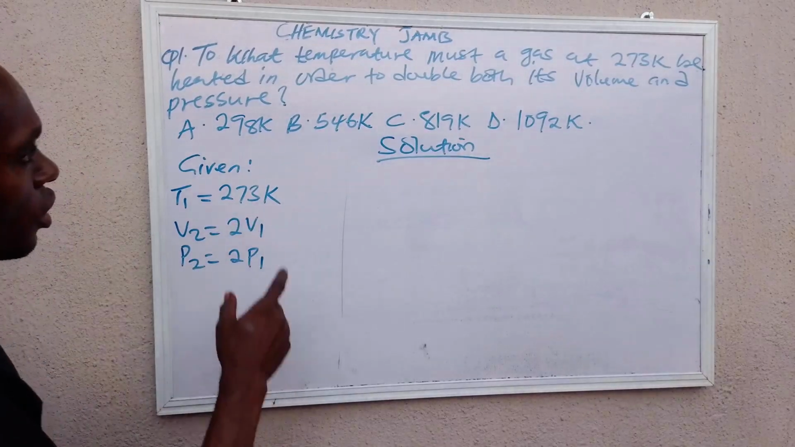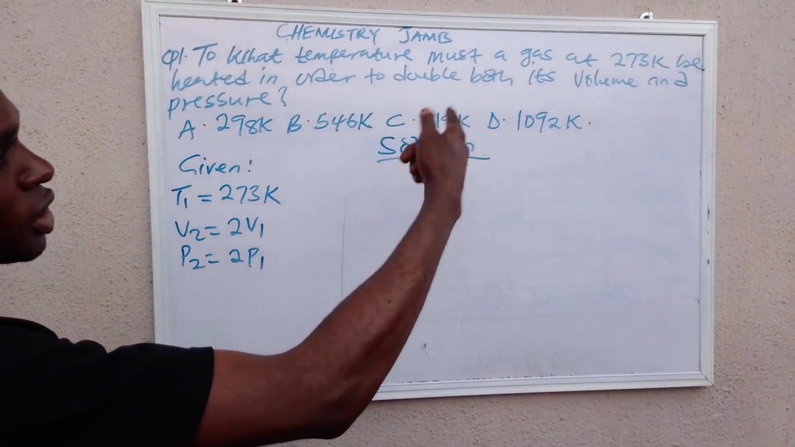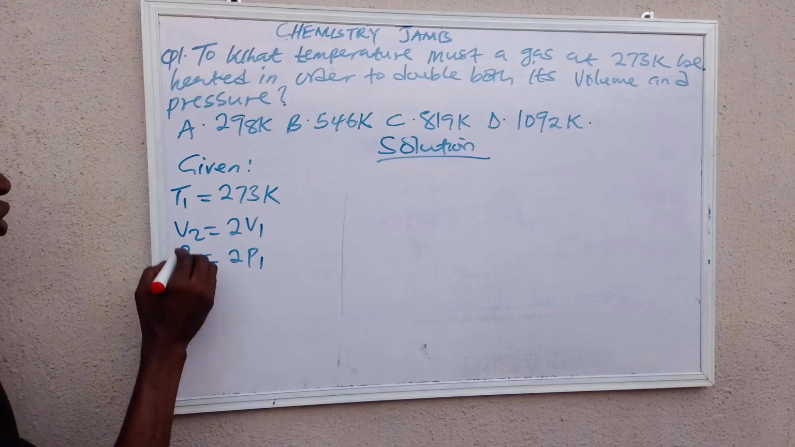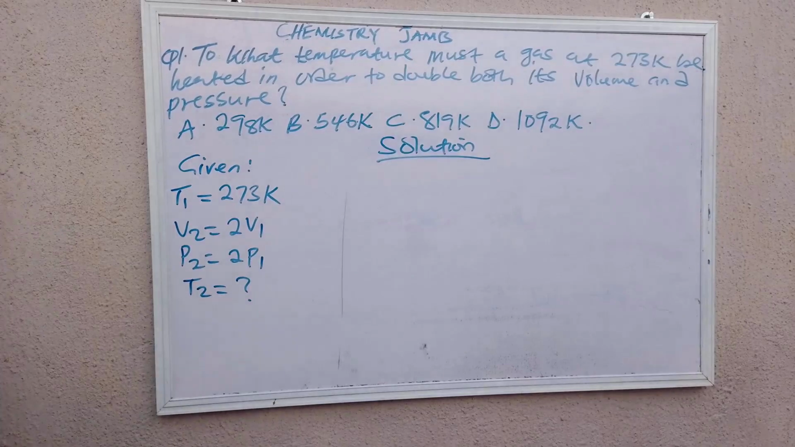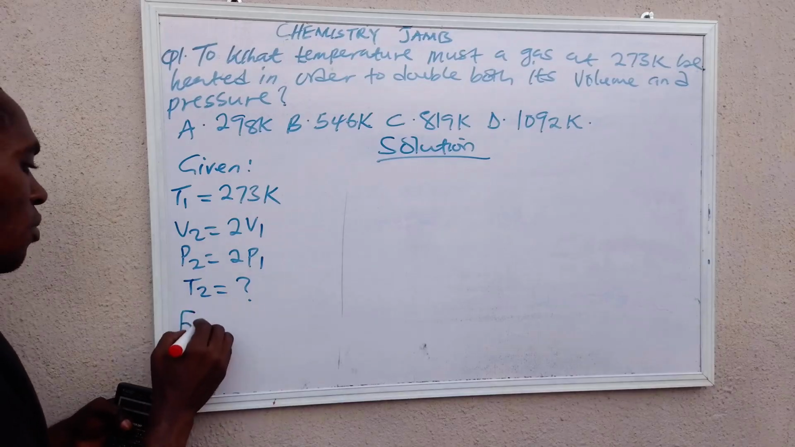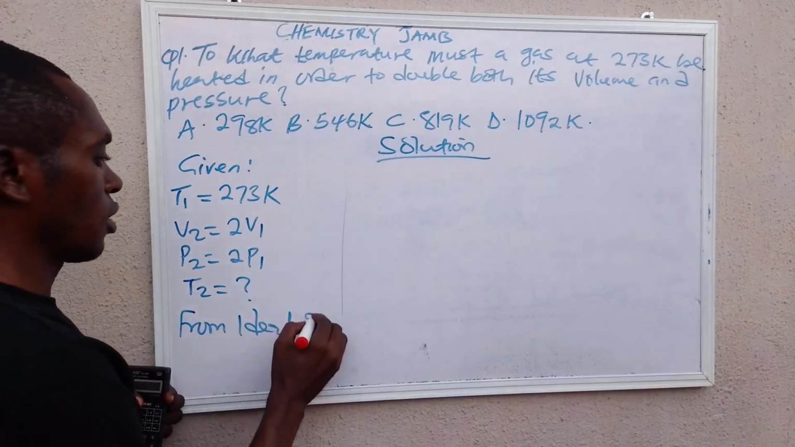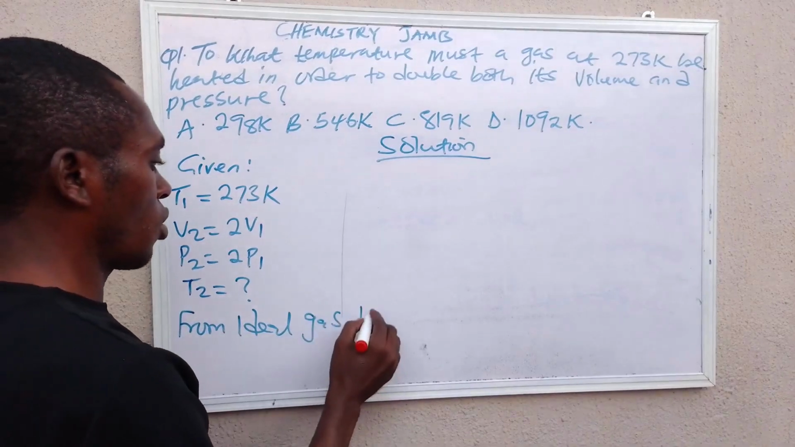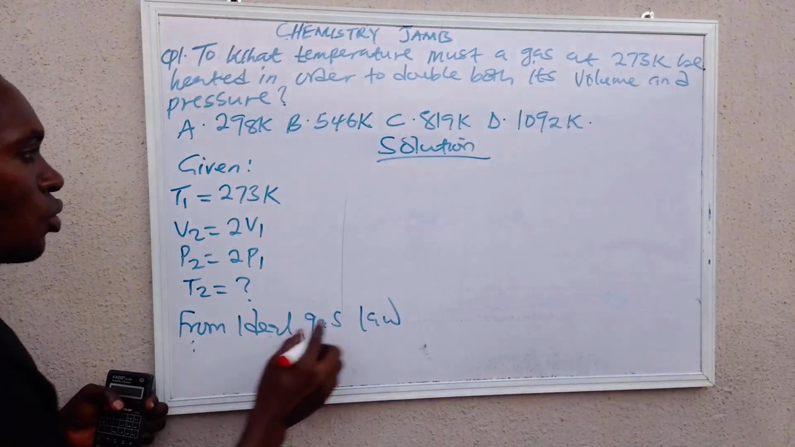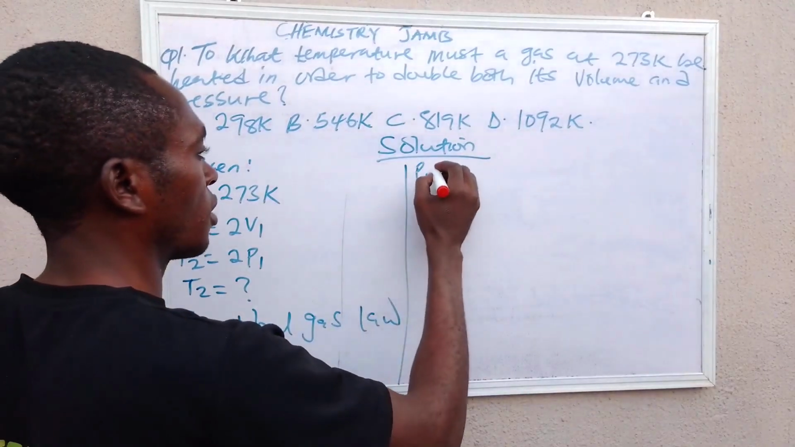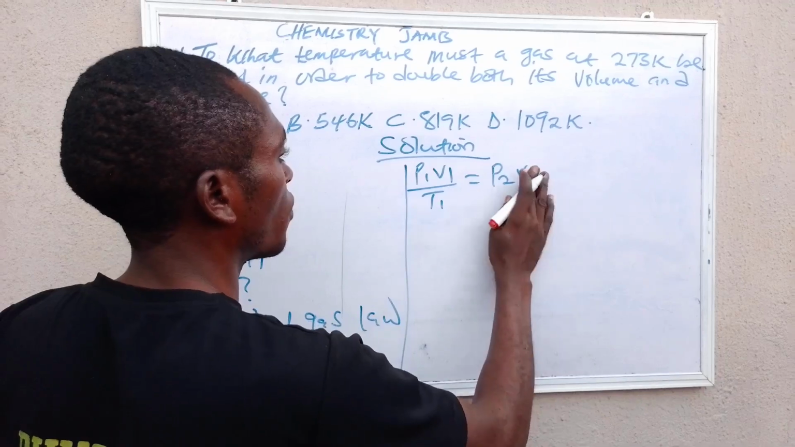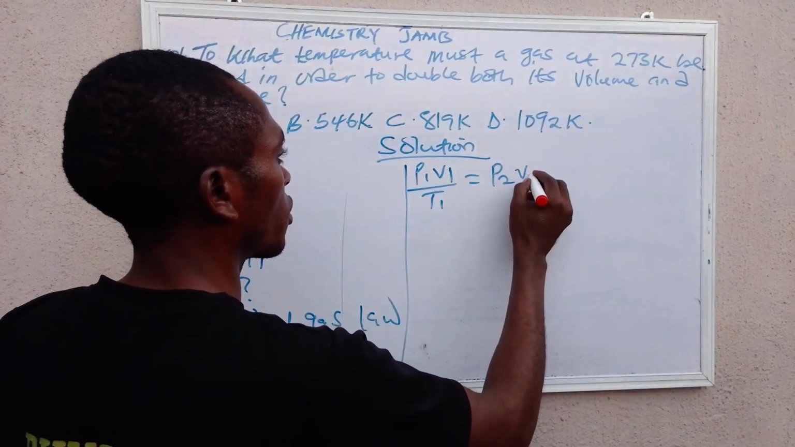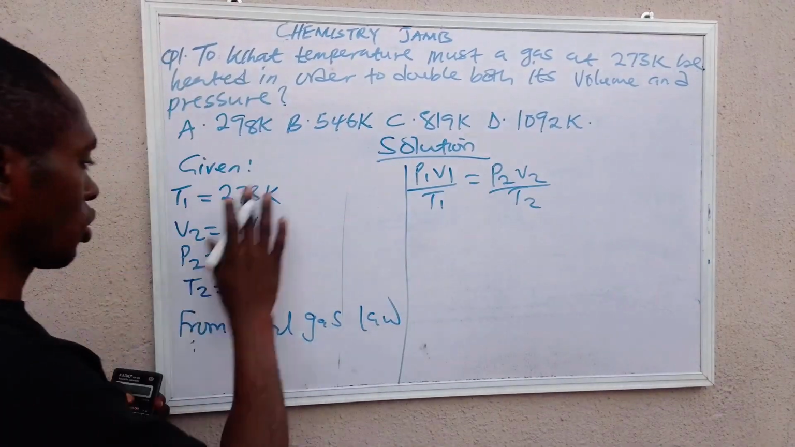Now we're asked to look for the temperature to which the gas must be heated, so we need to know T2. T2 is our question. If you have a question like this, the relationship is the ideal gas law. From the ideal gas law, we have that P1V1 over T1 is equal to P2V2 over T2. So we're just going to substitute back these values.